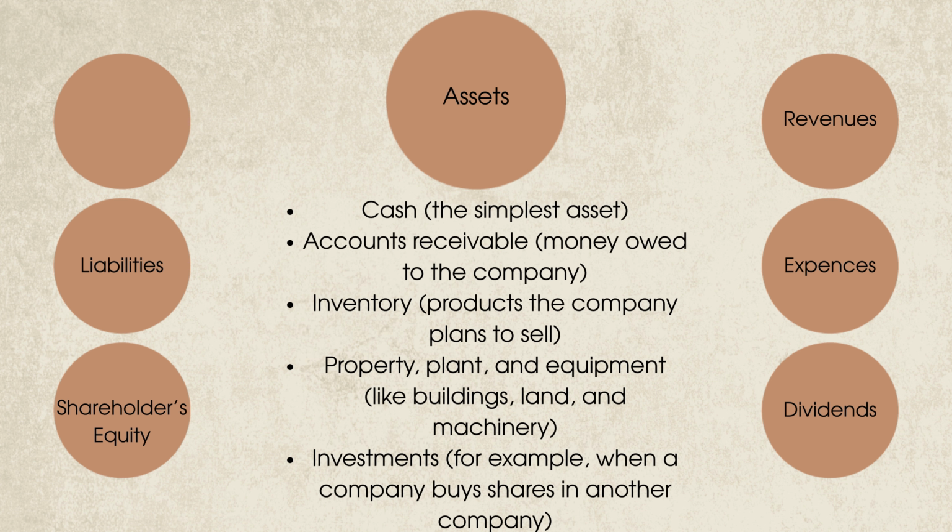Some examples of assets you'll see on a company's balance sheet include cash, the simplest asset; accounts receivable, money owed to the company; inventory, products the company plans to sell; property, plant, and equipment, like buildings, land, and machinery; investments, for example, when a company buys shares in another company.